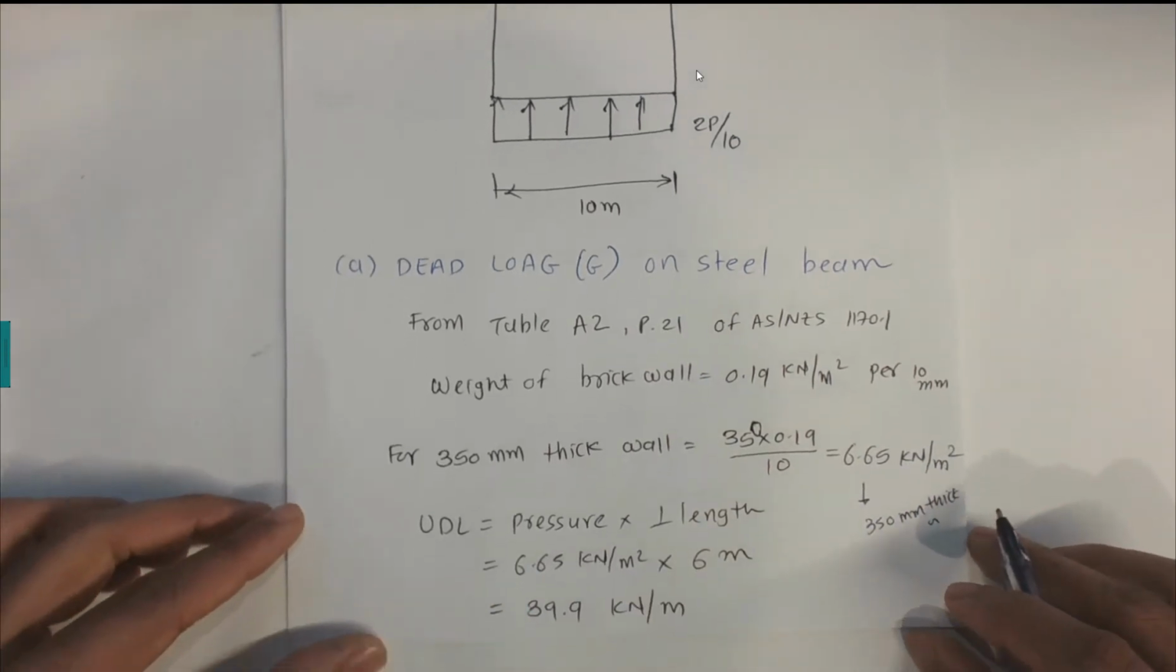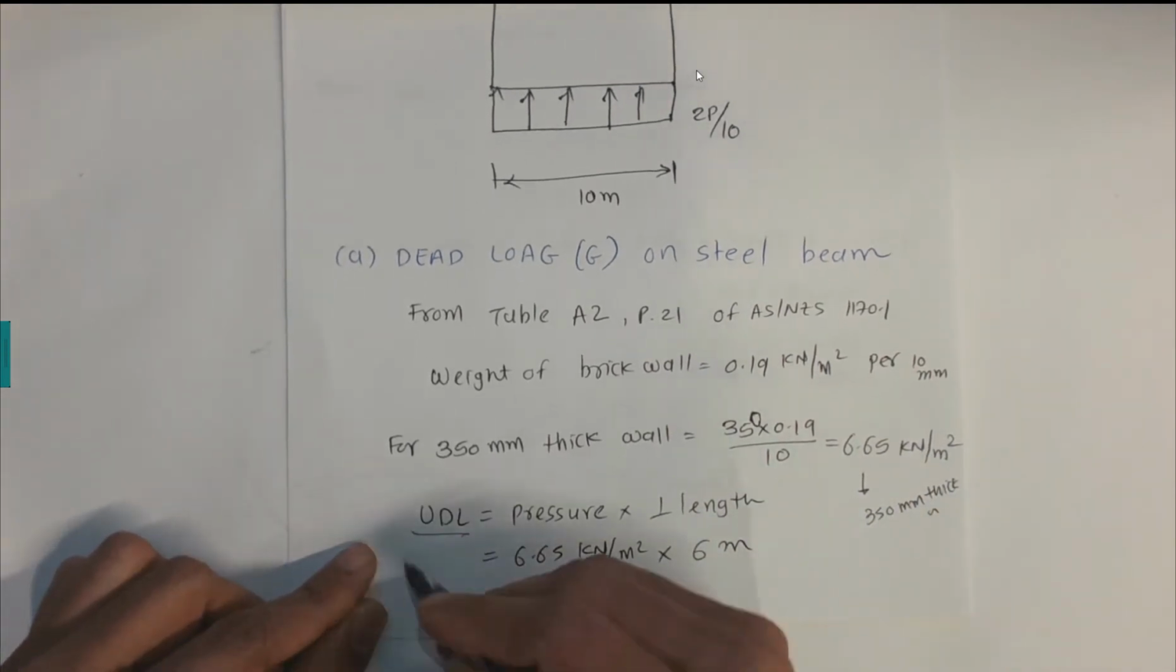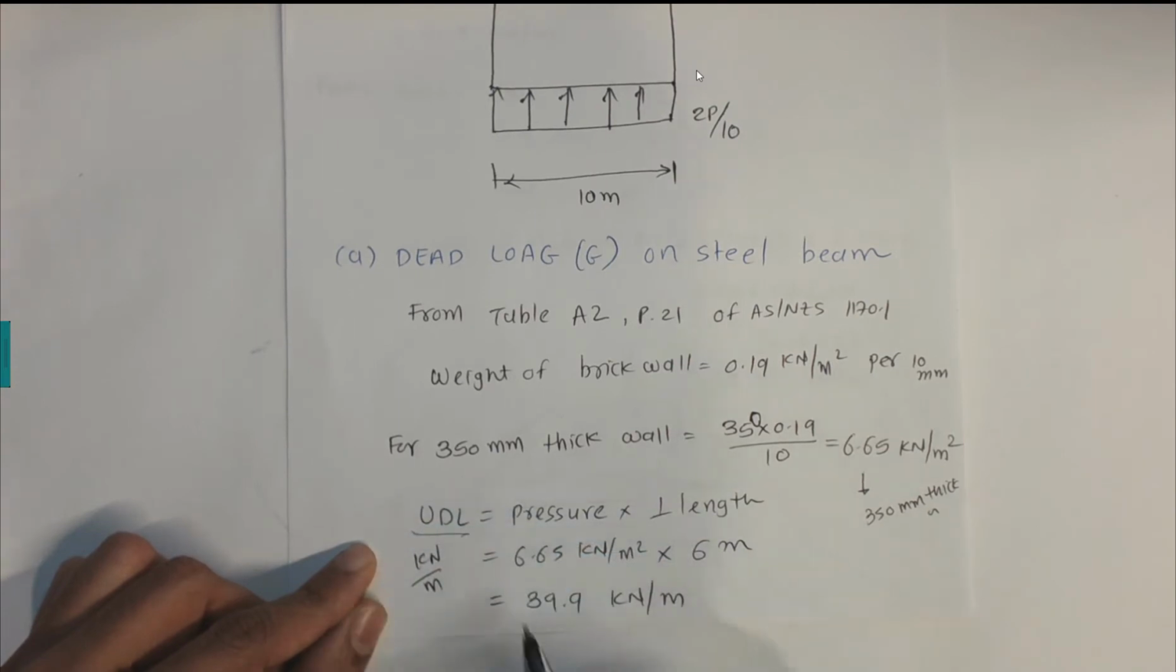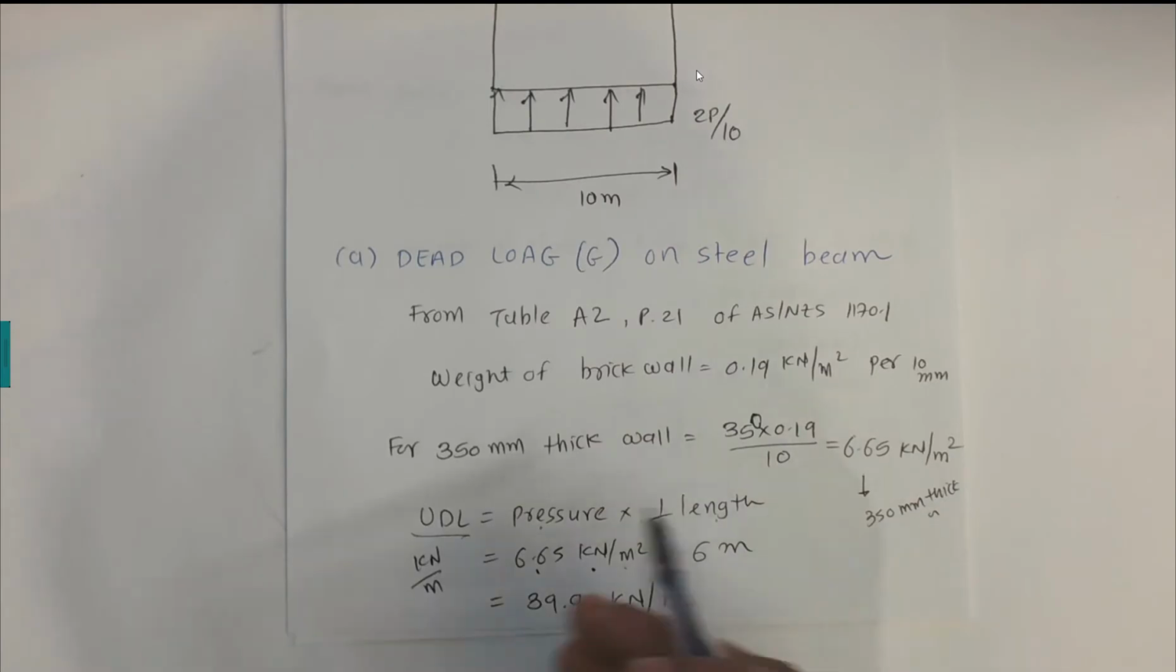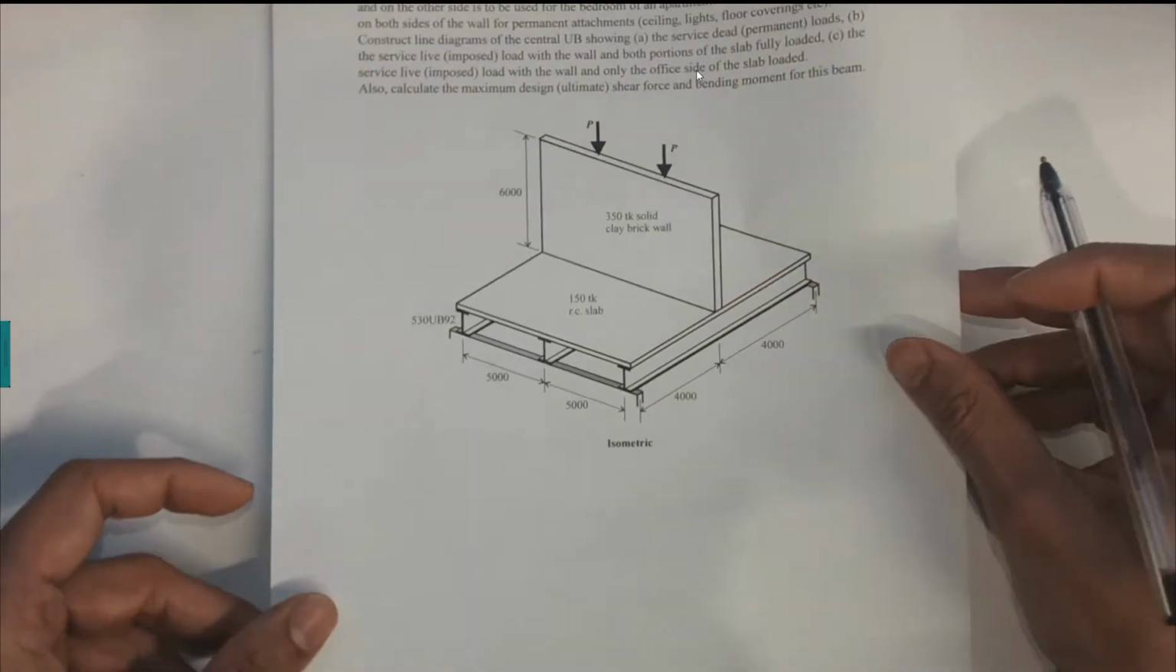All right, once you have pressures, we need the UDL load in kilonewton per meter. So pressure times perpendicular length, so that is 6.65 kilonewtons times 6 meters. Now the concept is to select this length. Now here, look at here.